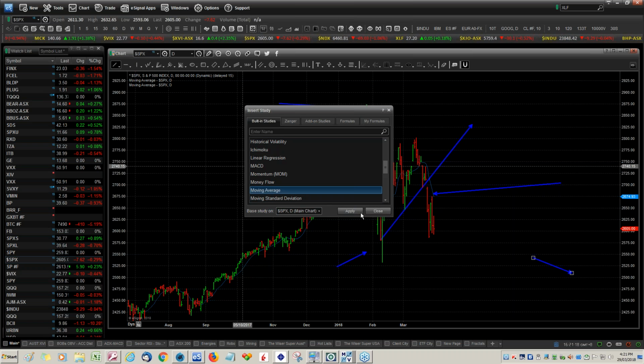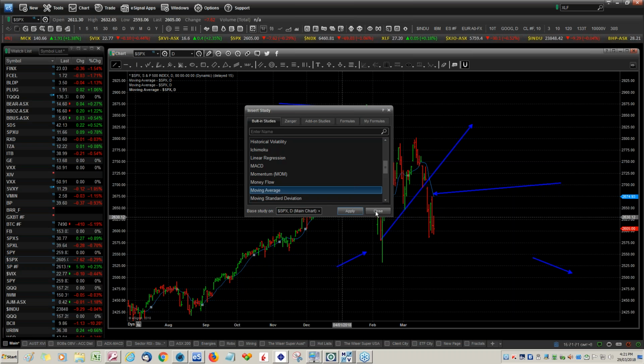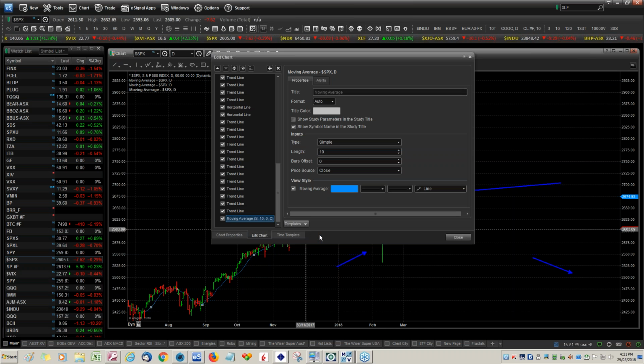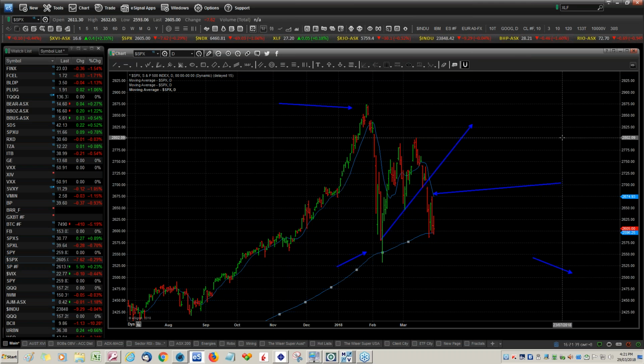And this one's going to be a 200 period moving average. And I'm going to make it exponential, so it's sensitive to the markets. And we're having a look at it.